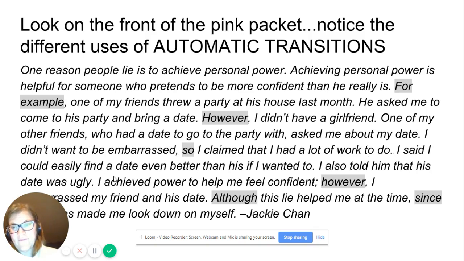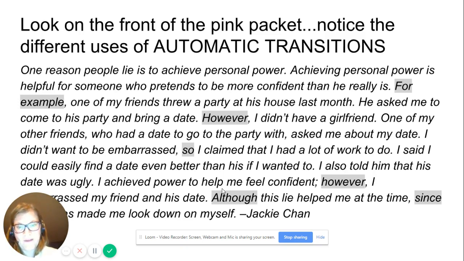I said I could easily find a date even better than his if I wanted to. Oh, snap, Jackie Chan, that's a burn. I also told him that his date was ugly. Okay, now that's getting personal. But also, notice how I didn't highlight this one. That's also a transition. Like, I also told him his date was ugly. So, in addition to saying that I could find a better date, I said that his date was an uggo.